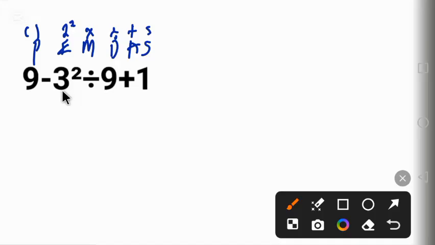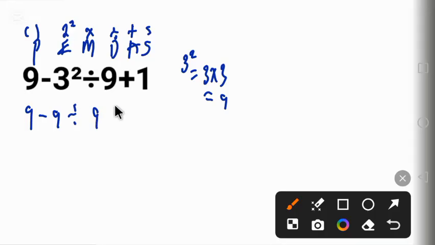Now, we have the exponent here, 3 raised to power 2. Let's begin with this. 3 raised to power 2 is equal to 3 times 3. And then 3 times 3 will give us 9. So we have a new equation, which is 9 minus 9 divided by 9 plus 1.